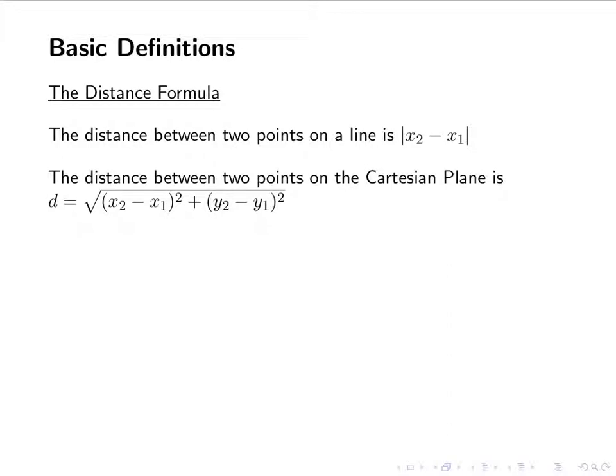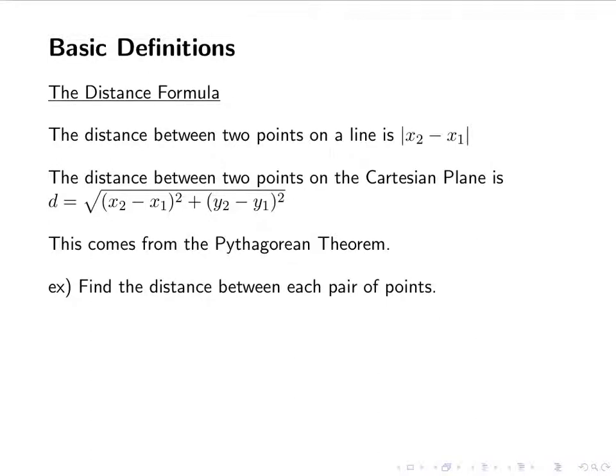The distance between 2 points on the Cartesian plane, so points with an x, y coordinate, is coming directly from the Pythagorean theorem, so a squared plus b squared equals c squared, where c is the distance, so we're going to call it d, and then a and b are the legs of the triangle, which are just the differences in the x direction and the y direction. So we get d equals the square root of (x2 minus x1) squared plus (y2 minus y1) squared.